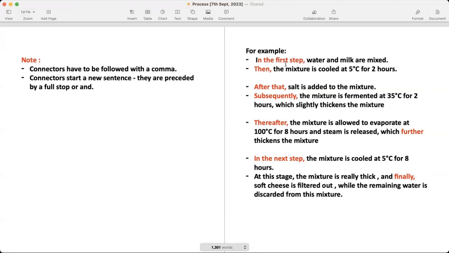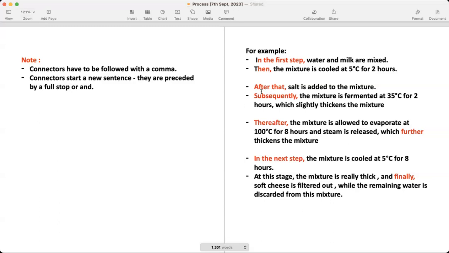So like this. In the first step, water and milk are mixed. Then you put a full stop. Then you write the second sentence. Then the mixture is cooled. If you don't want to write it like that, you can put an and here, make a small then, and then write the sentence. It's the same thing. So either put a full stop or put an and. So that's how you go and you continue with this. The mixture is mixed and then the mixture is cooled. You can do anything. Okay.